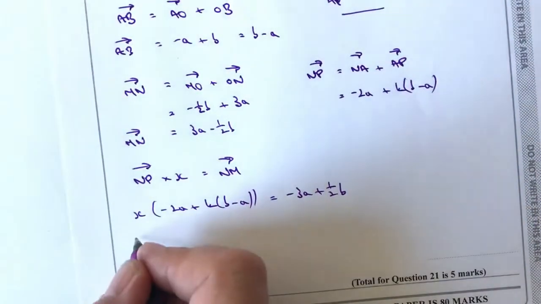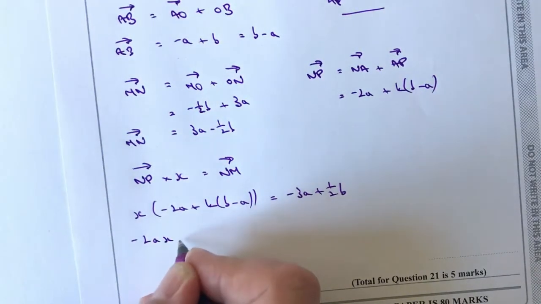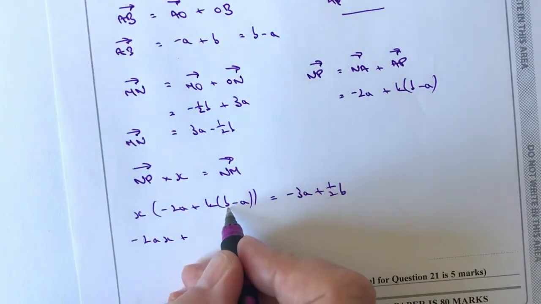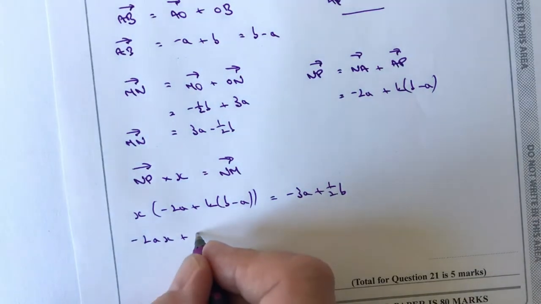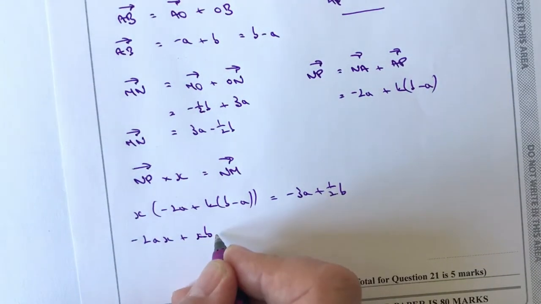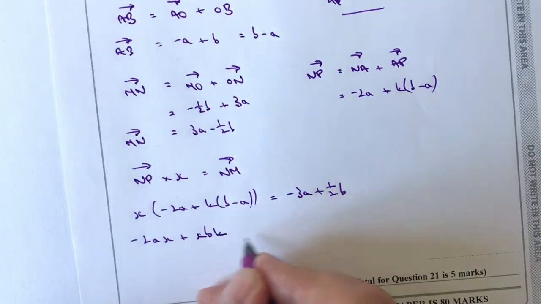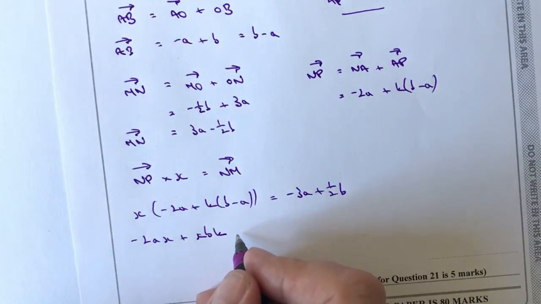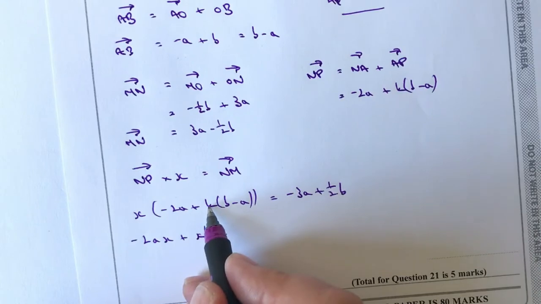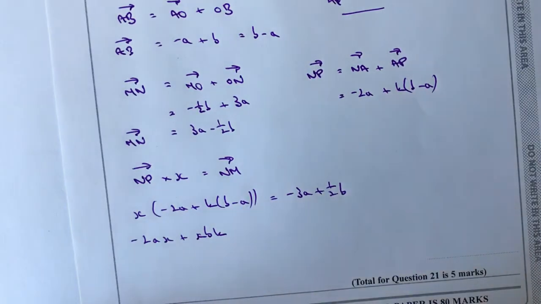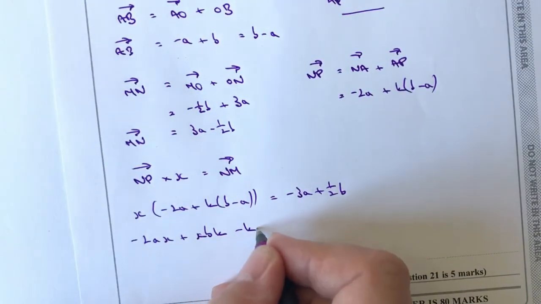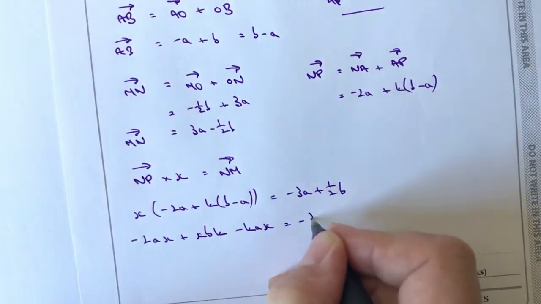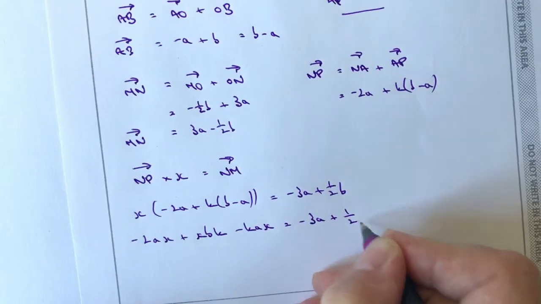So I'm going to get minus 2ax plus kb, but multiplied by x is going to be xbk, okay, and then I'm going to have the same again. I've got k times minus a is minus ak times x is going to be minus kax, and that equals minus 3a plus a half of b.